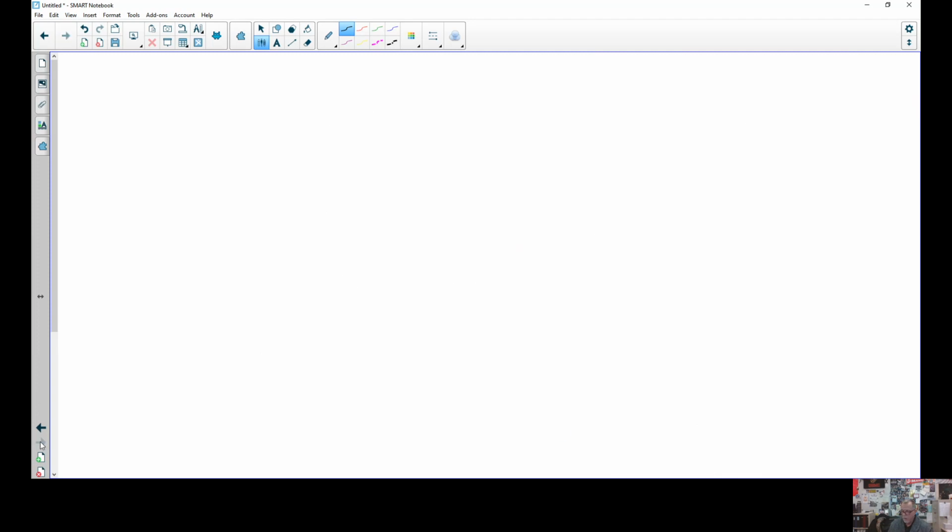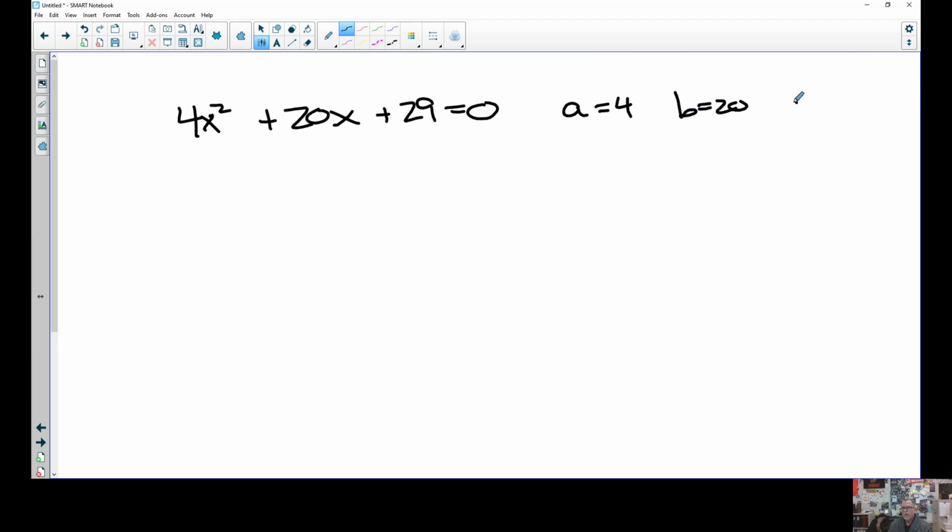One more example. Let's do this one. 4x squared plus 20x plus 29 equals 0. All right, so what do I got here? I've got standard form. I'm good to go. A equals 4, B equals 20, C equals 29.